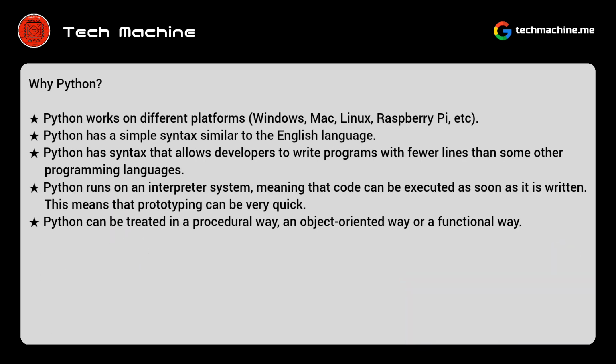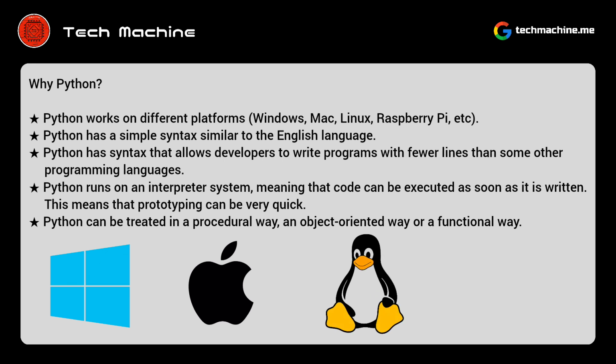Why Python? Python works on different platforms: Windows, Mac, Linux, Raspberry Pi, etc. Python has a simple syntax similar to the English language. Python has syntax that allows developers to write programs with fewer lines than other languages. Python runs on an interpreter system, meaning that code can be executed as soon as it is written. This means that prototyping can be very quick. Python can be treated in a procedural way, an object-oriented way, or a functional way.